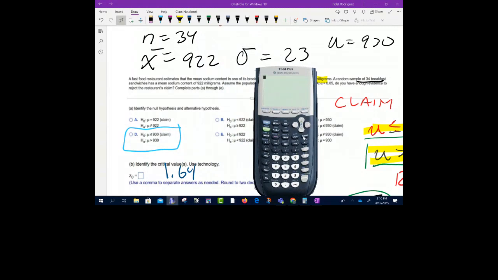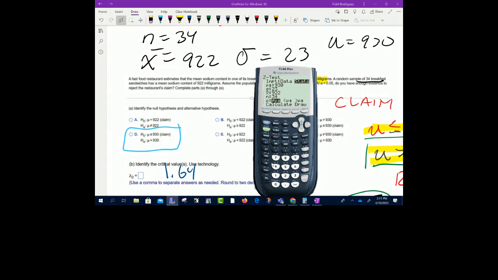Let's come back here. Look, guys, I'm going to clear this out. I'm going to go to STAT, then go to TEST. We're going to do number one, the Z-Test. We're still going to be using Stats. My mu in this case was 930, so let's fix that: 930. My standard deviation was 23. My x-bar was 922. And my n was 34.